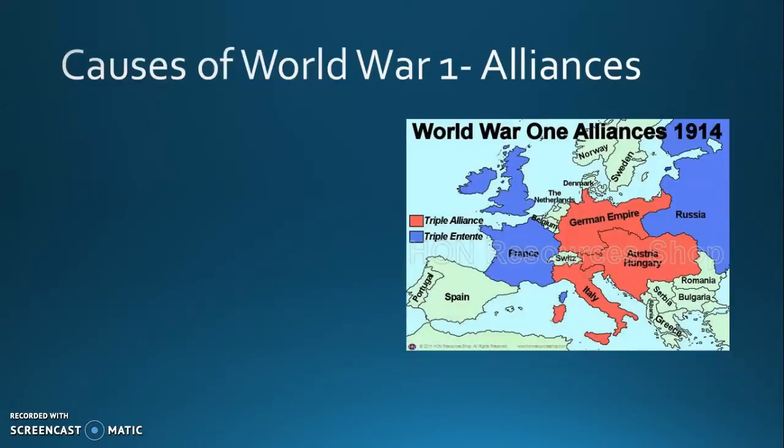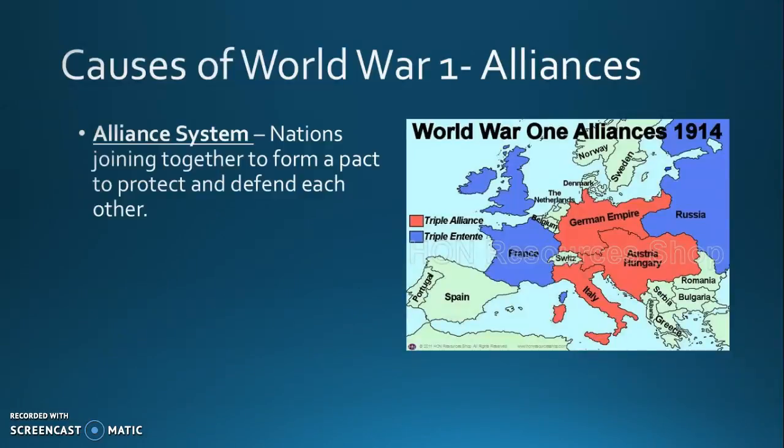One of the other main causes of World War I was the alliance system. This is where nations got together to form a pact to protect and defend each other in case anyone attacked or messed with them. This is almost like a big brother or a group of friends. If someone messed with Drew, I'm sure Davis and a bunch of others would have his back. That's basically what they did. Each nation had each other's back.